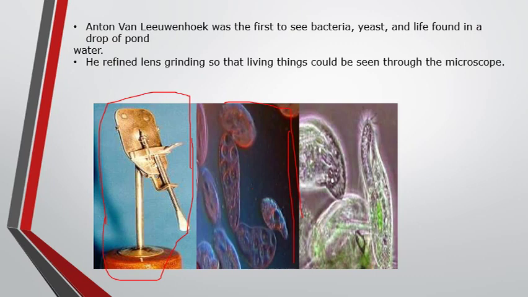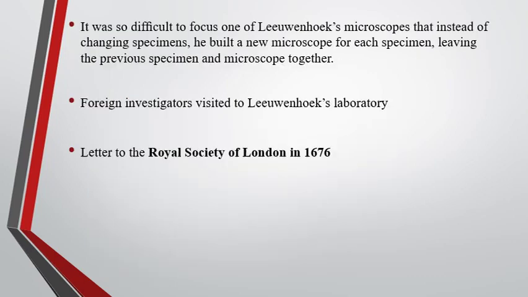So the major thing that he gained in his microscope, he refined lens grinding so that the living thing could be seen through the microscope in a very clear and magnified manner. It was difficult to focus one of Leeuwenhoek's microscopes, so instead of changing the specimen, he built a new microscope for each specimen, leaving the previous specimens and microscopes together.